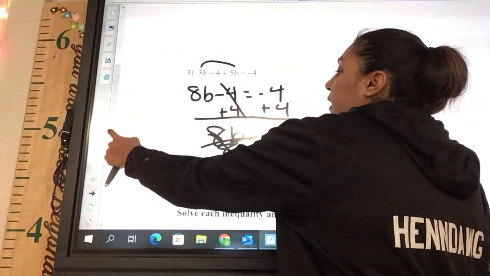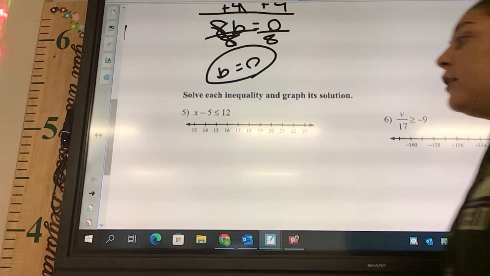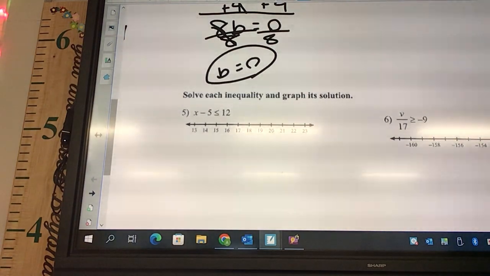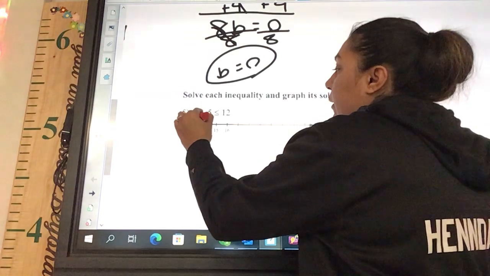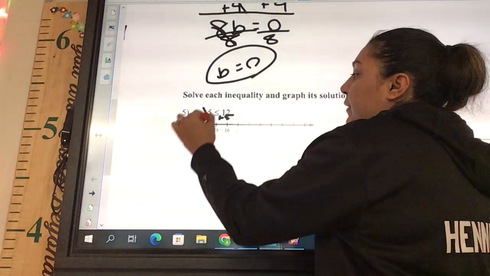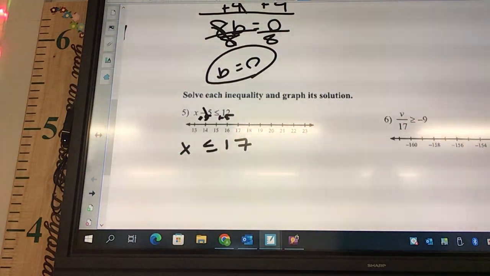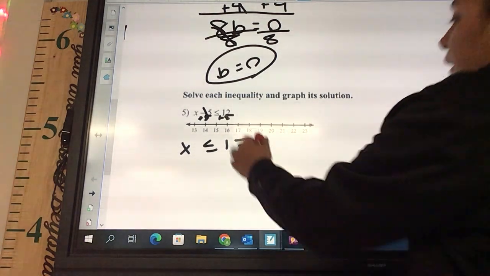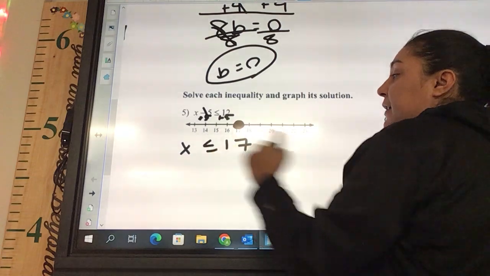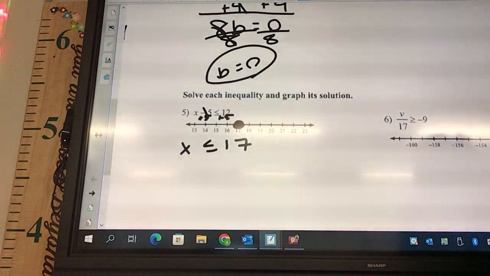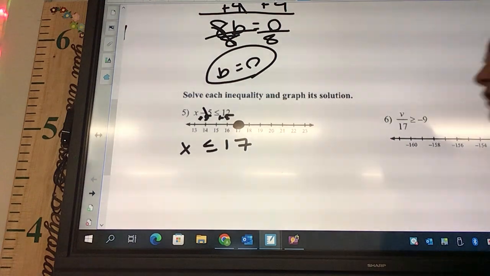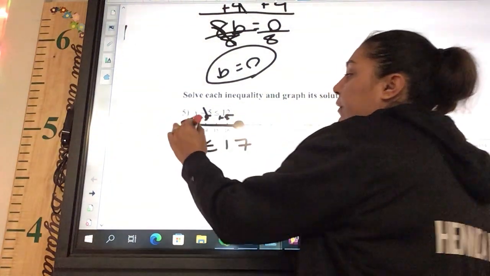Okay, solve each inequality and graph its solution. So how do I solve for x? Plus 5. Okay, and so we're going to say plus 5 on both sides. And then we're going to get 17. Okay, should that be open or closed? Burton, put that up. Closed, yep. Okay, going which way? This says x is what? Less than, so we're going to be going to the left.